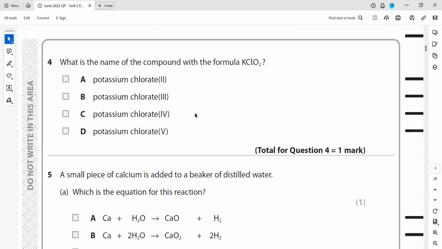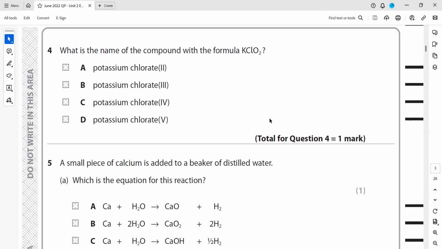What is the name of a compound with the formula KClO2? So basically you have to work out the oxidation number of chlorine in KClO2. Each oxygen is -2, so two will be -4. Potassium is group 1, so +1, and the total compound is neutral, so chlorine should be +3. So this should be potassium chlorate(III). The oxidation number of chlorine is +3 in this compound.